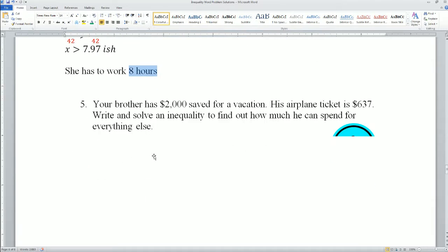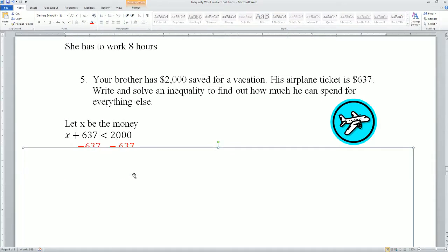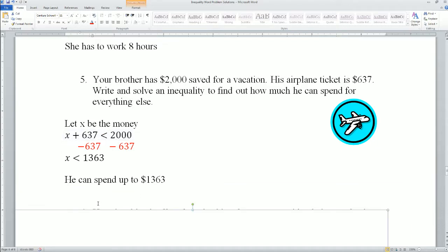All right. So your brother has $2,000 saved for a vacation. His plane ticket costs $637. Write and solve an inequality to find out how much he could spend for everything else. So let x be that much money. x plus 637 is less than 2,000. The reason why is because that's the most he can spend, 2,000.